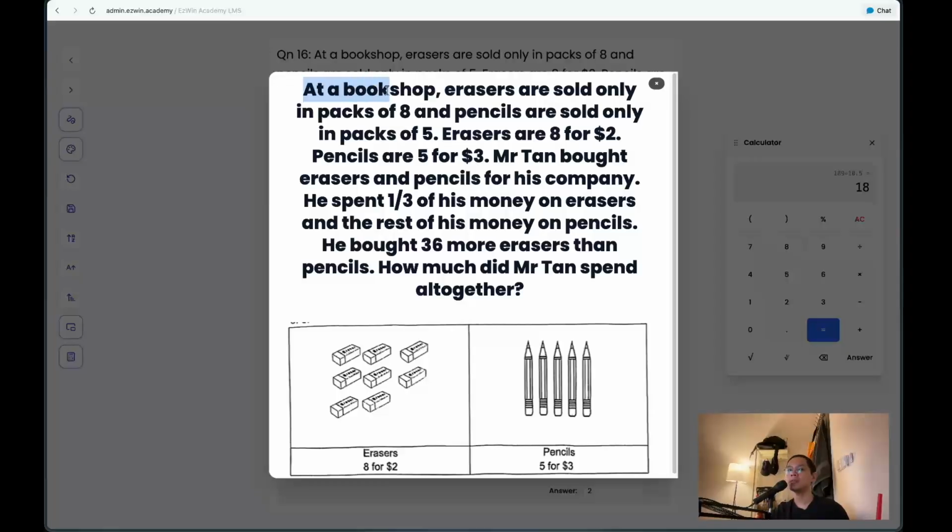Question 16. At a bookshop, erasers are sold only in packs of 8 and pencils are sold only in packs of 5. Erasers are 8 for $2 and pencils are 5 for $3. Mr. Tan bought erasers and pencils for his company. He spent 1/3 of his money on erasers and the rest of his money on pencils. He bought 36 more erasers than pencils. How much did Mr. Tan spend altogether?